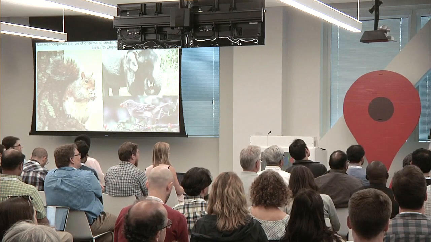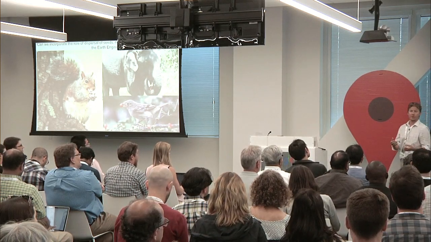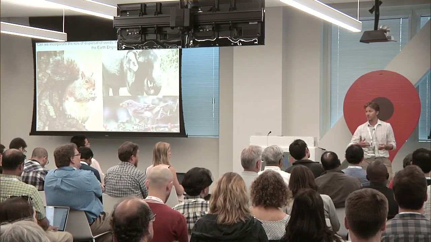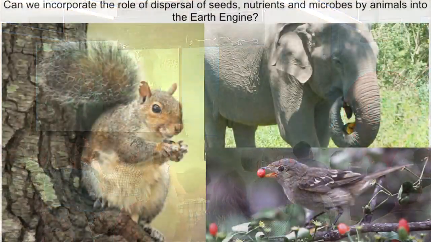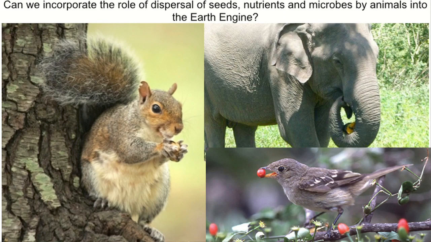Animals are key for dispersing seeds, as we all know, but they're also very key for moving nutrients across concentration gradients, and microbes. So they're key for understanding disease modeling and how productive our future ecosystems are going to be.